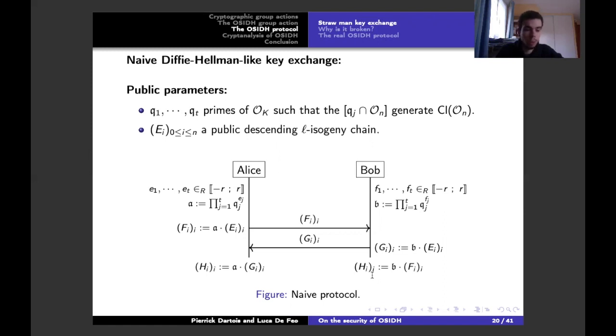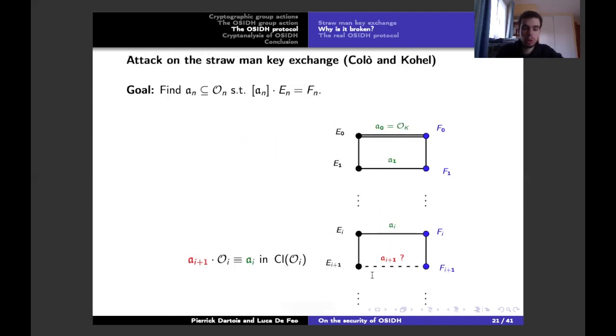Unfortunately, this is not secure. Colò and Kohel already knew it. Why? Because of the graph structure. Let's say that we want to recover Alice's secret ideal class. If we know both chains E and F, it is easy to recover the secret ideal class relating them recursively. First, finding the ideal class at level 0 is trivial. And if we know the ideal class at level i, we only have L possibilities for the ideal class at level i plus 1 because of this equation. So we simply have to test them all until we map E_(i+1) to F_(i+1).